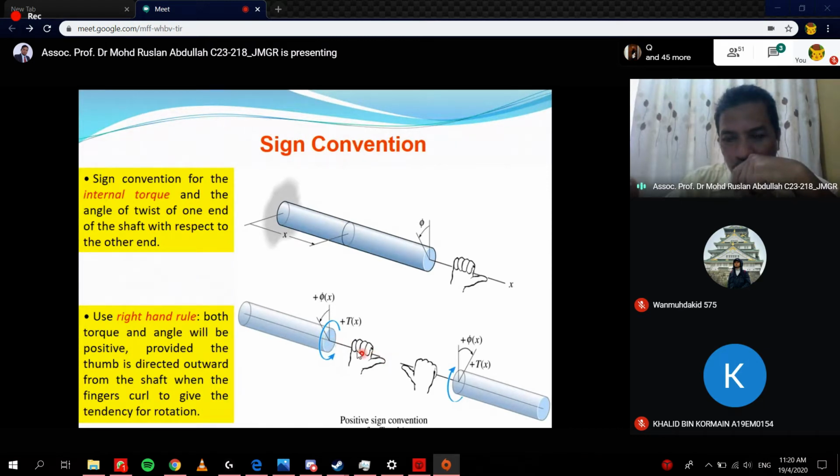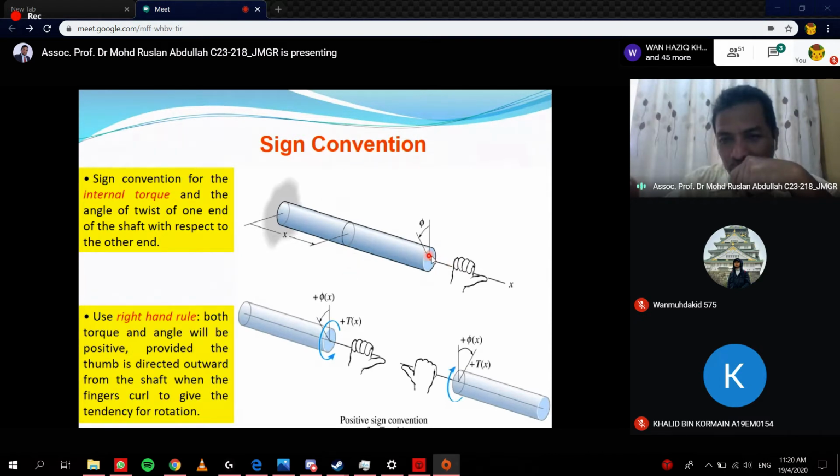So you just put your hand like this, and your thumb is the direction of this axis, and your fingers refer to the positive torque. This is the positive torque if we refer to this section. If we refer to this section, it becomes the opposite direction. When it is cut here, this is the axis.